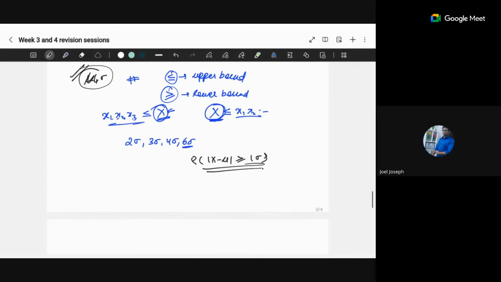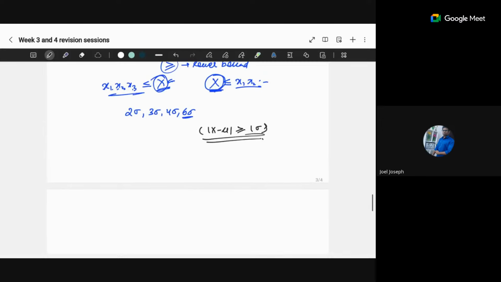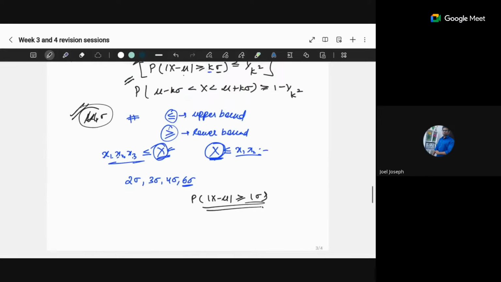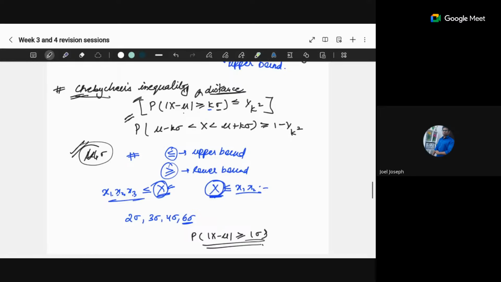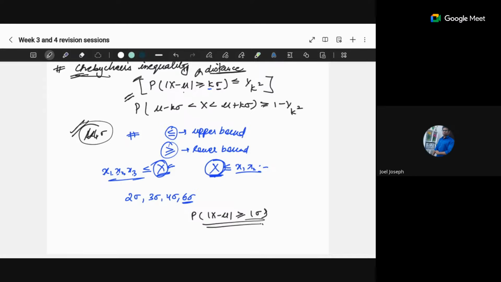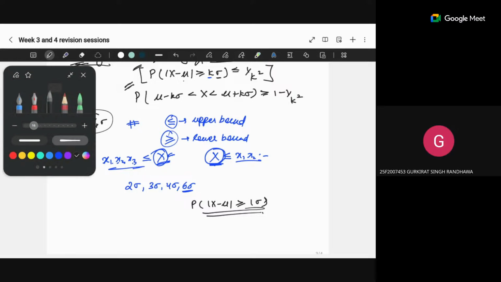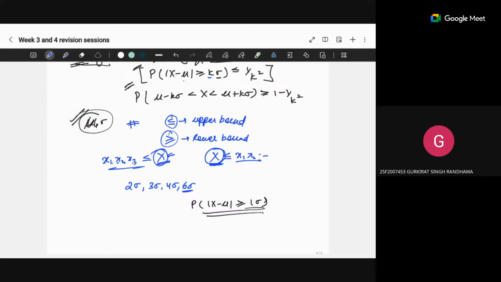Ma'am, I had one doubt. What is the difference between the two equations of Chebyshev? Which two equations? These two equations. We have just opened it, na? Mod of x is greater than k sigma. I just opened it and I have the second form. In this, one equation is basically telling about the upper bound, and this one is telling me about the lower bound.